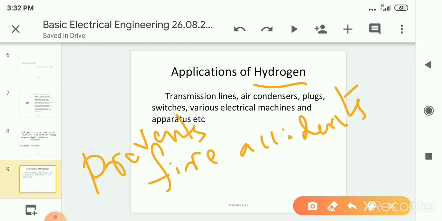And transmission lines, air condensers, plugs, switches. Mainly the rotating high speed electrical machines and apparatus all have applications related to hydrogen.